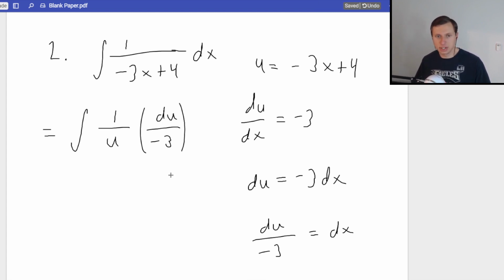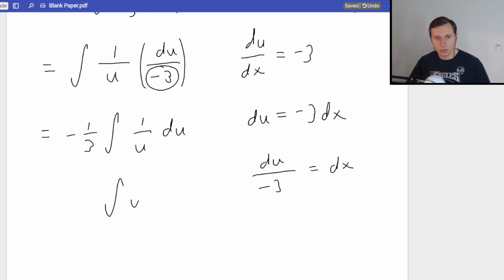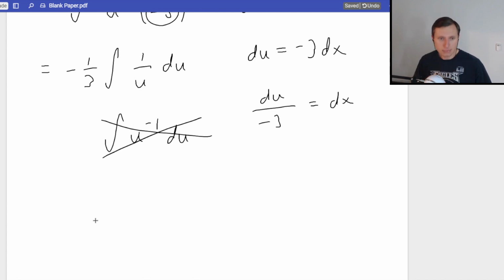Now, this is something we've seen pretty much all day. This -3 in the denominator, what am I going to do with that? That's right, kids. I'm going to say it's a -1/3 out in front of my integral because it's a coefficient, and the 3 is in the denominator. So the integral of 1 over u du, and again, this is the exact same thing we just saw a second ago. You say u to the -1st power du, and then you cross it out because you remember that's not what we do here, because you would get u to the 0 over 0 if you do power rule. Instead, this is -1/3 times the natural log of the absolute value of u plus c.